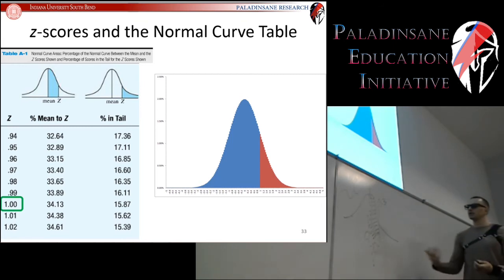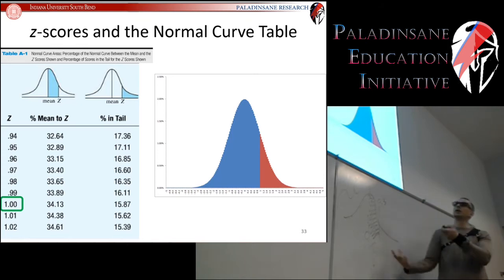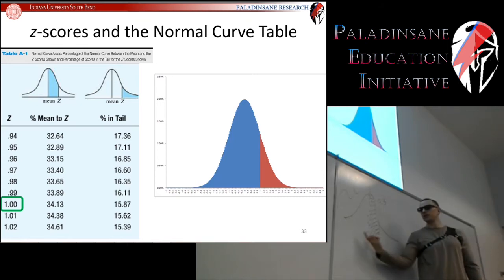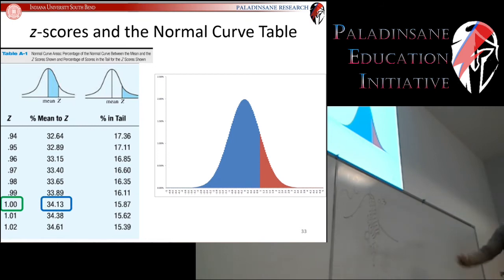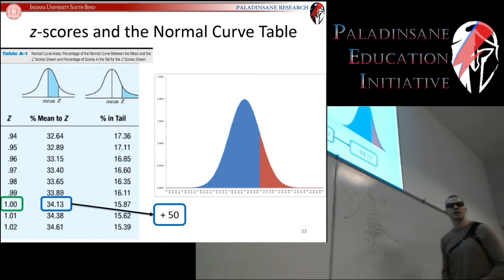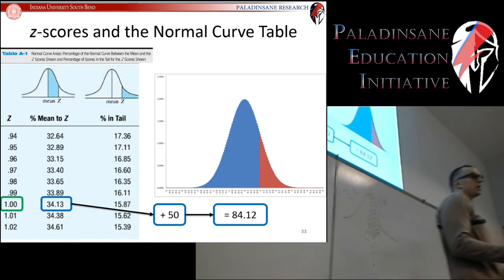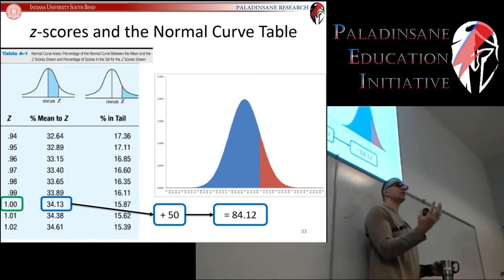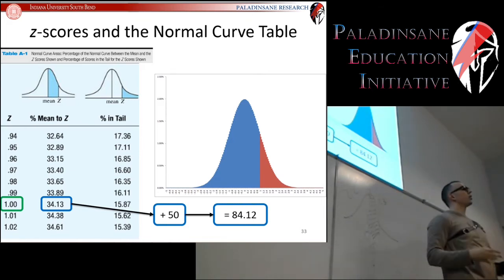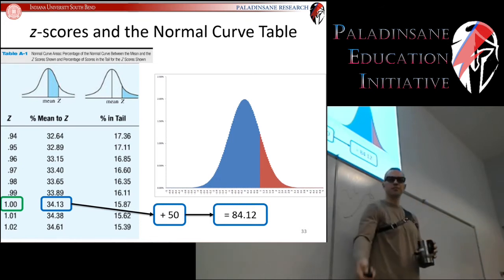However, we split it up into two portions. The portion from the mean to your z-score, that's your mystery portion. Find that first. And then to that, we add half of the distribution, which is 50%. And we can see that 84.12% of the distribution is below a z-score of 1. So many people are below one standard deviation above the mean. One standard deviation above the mean, that z-score of 1, gives you over 84% of your population.